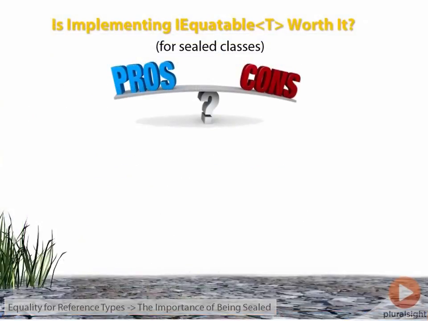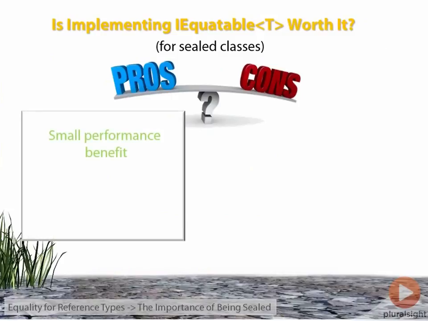So, is implementing IEquatable of T for sealed classes worth it? Well, you can gain a tiny bit of performance by implementing IEquatable of T. In fact, string, a sealed class, is an example of a class that does implement this interface. Personally, though, I would hesitate about doing it in my classes.